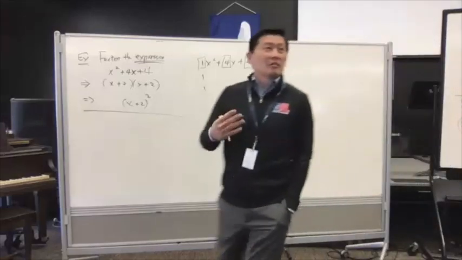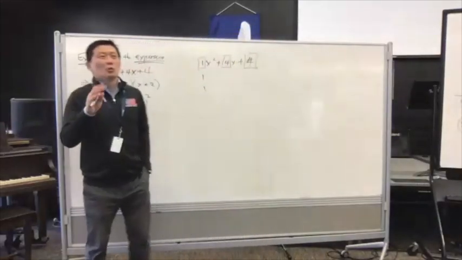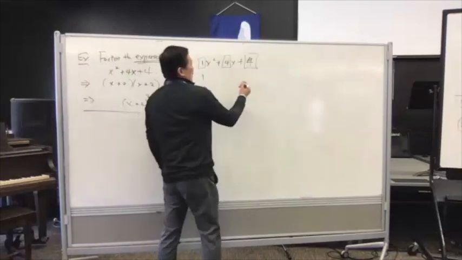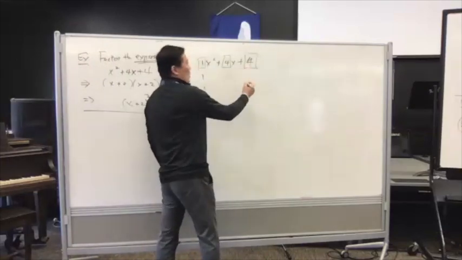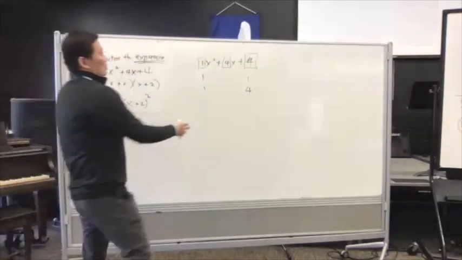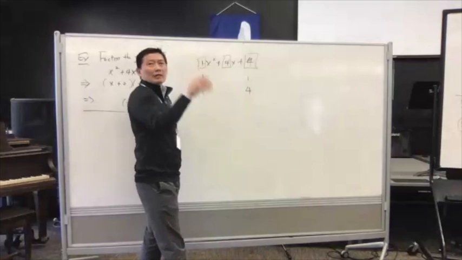Let's just, for the sake of argument, do a way that doesn't work, but you'll see the process. I say, okay, if 1 and 4 multiply into 4, then I will put 1 and 4, 4 and 1, it doesn't really matter which direction.